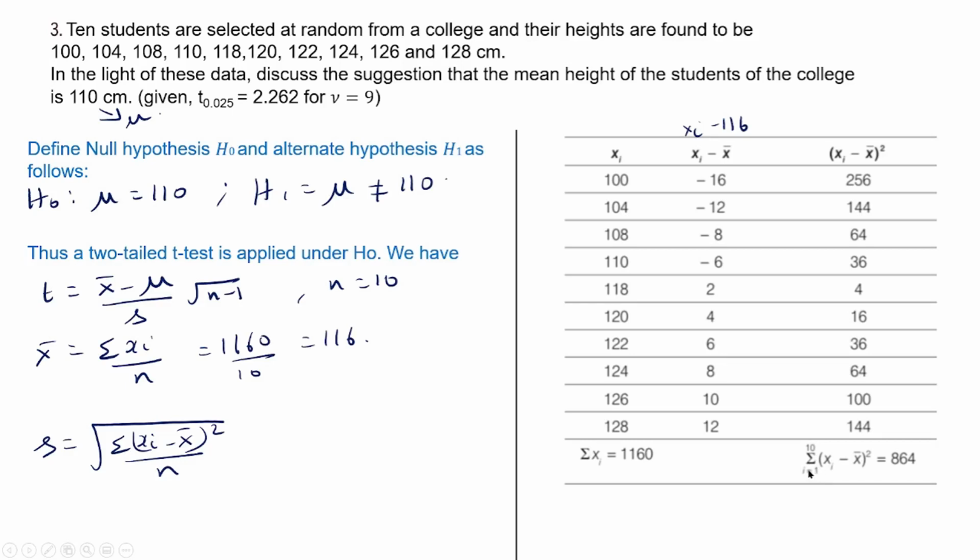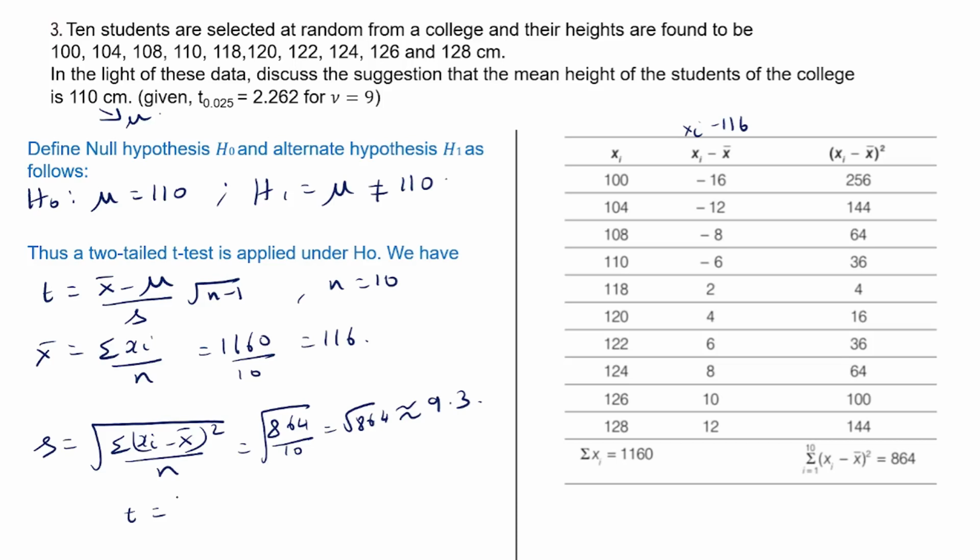When we add all these, we get summation xi minus x bar the whole square, and the sum is 864. So s is equal to root of 864 by 10, which is root 86.4, approximately equal to 9.3. Now we can substitute all these values in t.